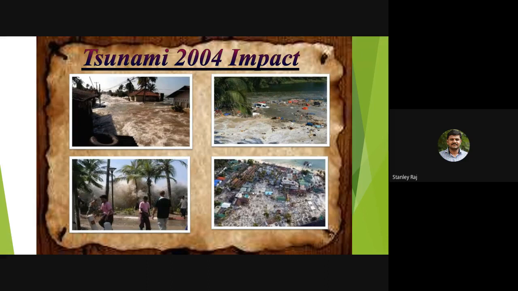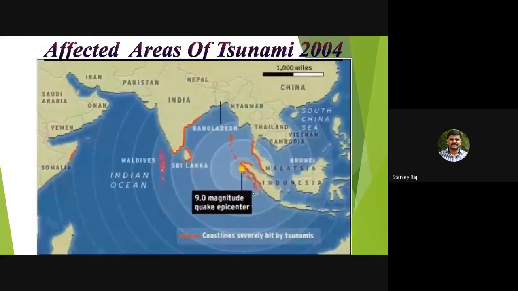Okay, so the warning system: the Deep-ocean Assessment and Reporting of Tsunamis, or DART system, is available in the Pacific Ocean. It is a type of warning system available in the Pacific Ocean. It will alert the people near the coastal zone.